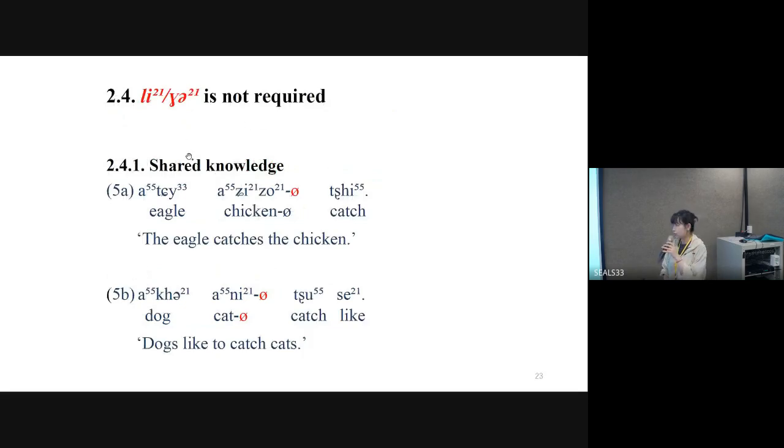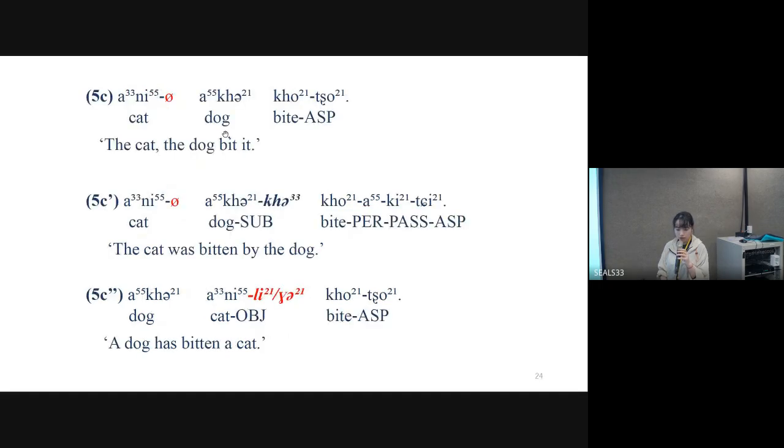And 2.24 shows the object marker is not required. For example, in the shared language, even though the patient has higher rank than the agent, the patient is not necessary to be marked. For example, the eagle catches the chicken. In our general or common knowledge, we know the chicken doesn't catch the eagle. Yes, this shows this situation.